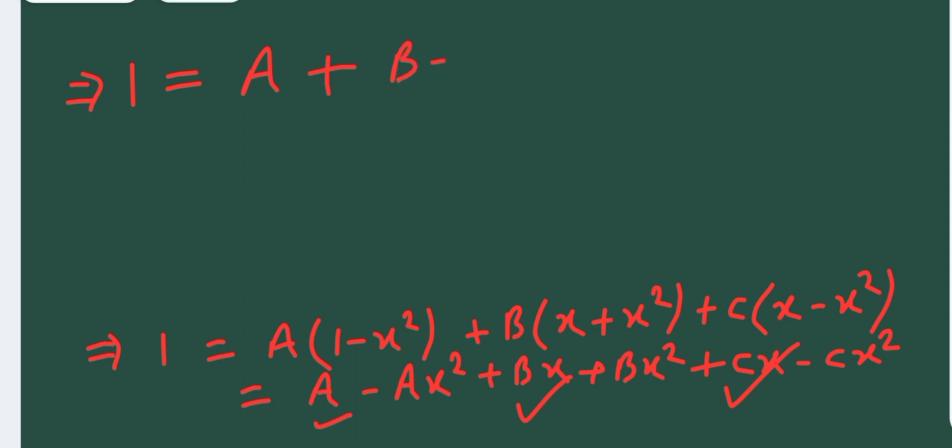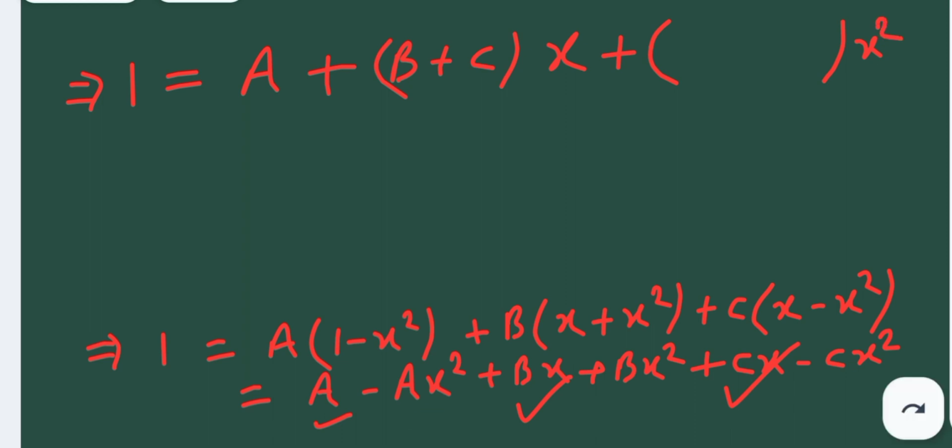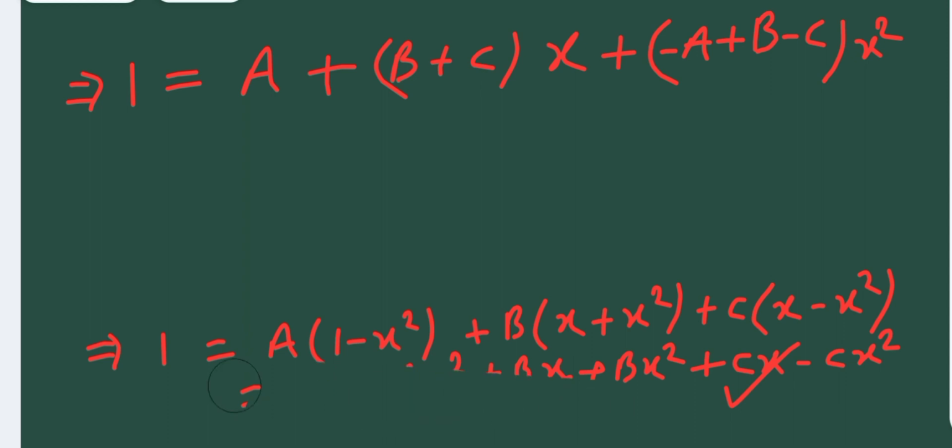Correct, so b plus c into x, plus the x square term. This is the x square term, this is the x square term, so I will write x square as common. First it is minus a, so I will write minus a plus b minus c. I will write as it is. Now this is compared, so I am erasing this.